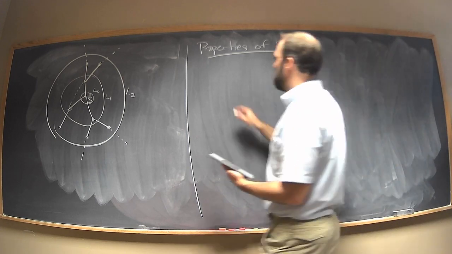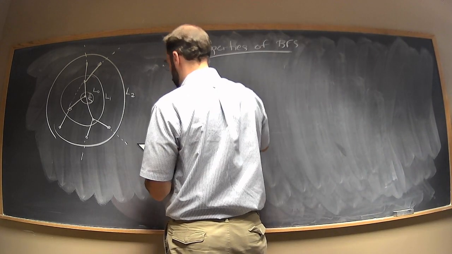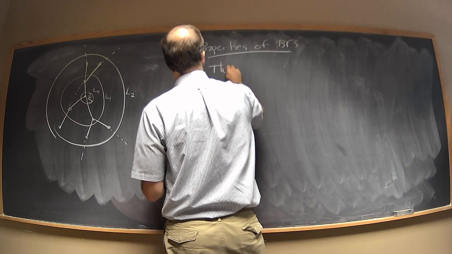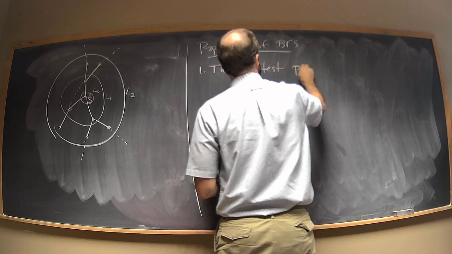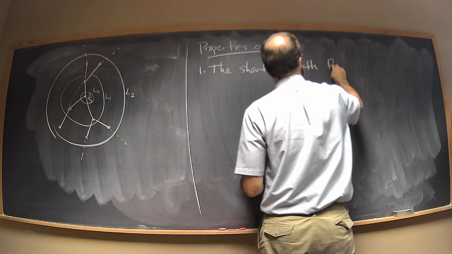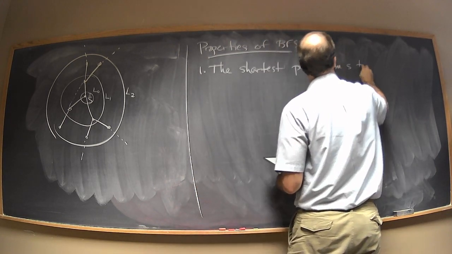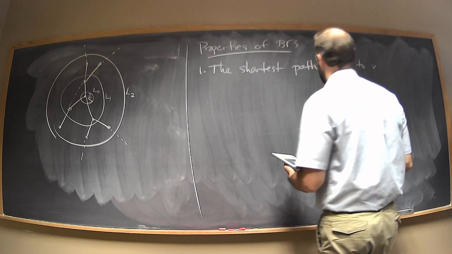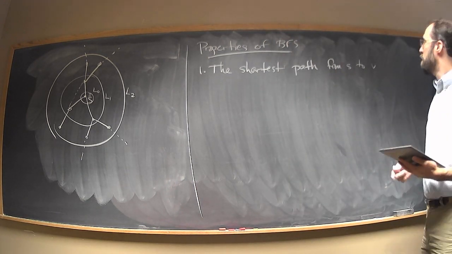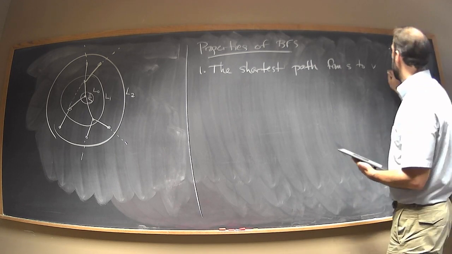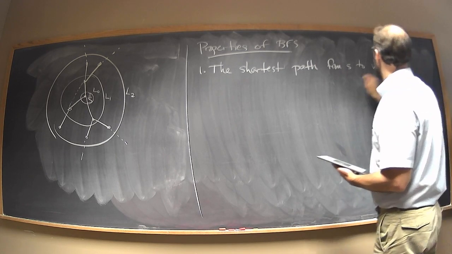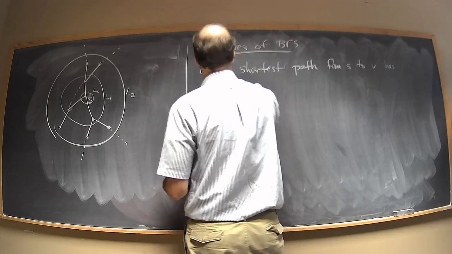Okay? So, here's number 1. The shortest path from S to V, where S is my starting vertex and V is just any other vertex, has length I.